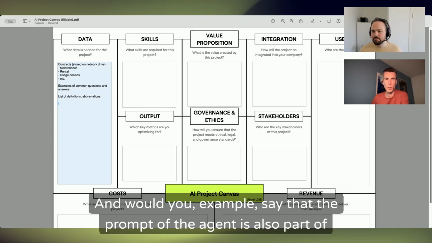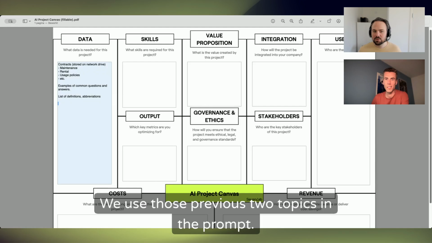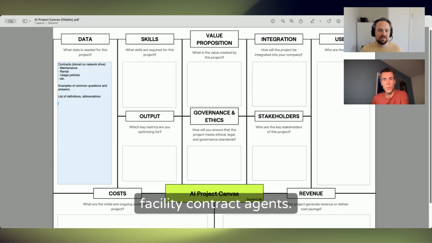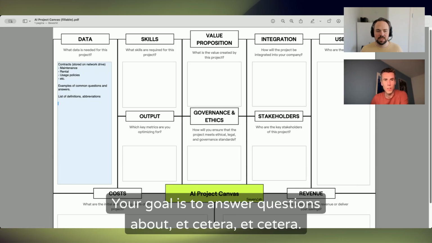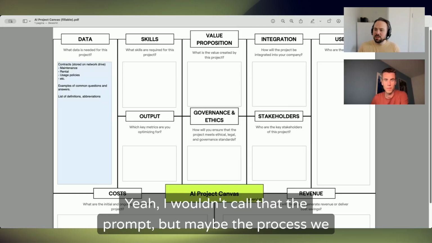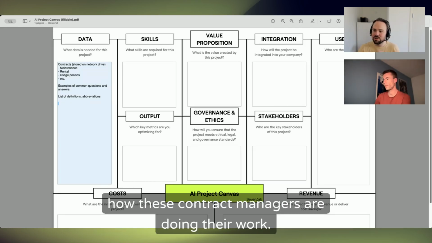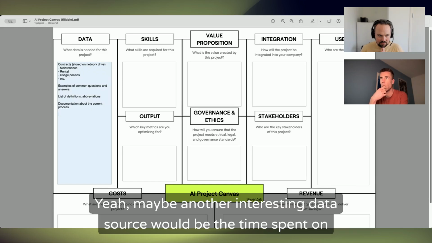Yeah. And would you, for example, say that the prompt of the agent is also part of the data we need? We use those previous two topics in the prompt. Yeah, but the prompt itself, stating, "Hey, you are an AI facility contract agent. Your goal is to answer questions about etc." I wouldn't call that data, but maybe we need the process to answer questions, or documentation about the process, how these contract managers are doing their work.